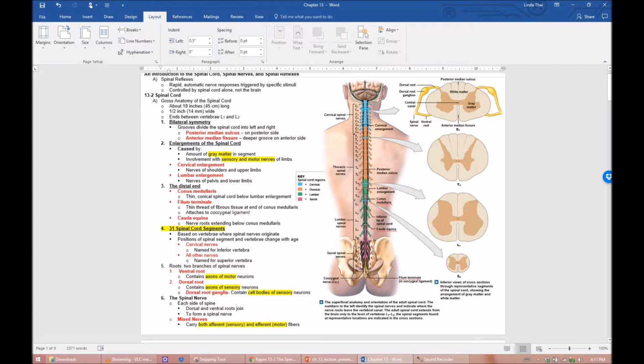Our spinal cord has bilateral symmetry. We have grooves dividing the spinal cord into the left and right. Bilateral means both sides. Posterior median sulcus we have on the posterior side. Anterior median fissure is the deeper groove on the anterior side.